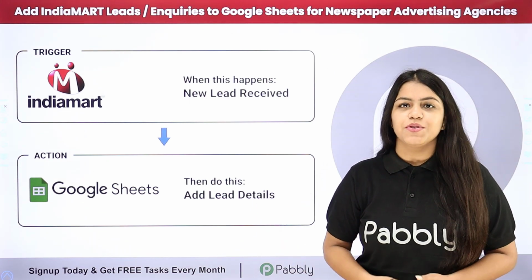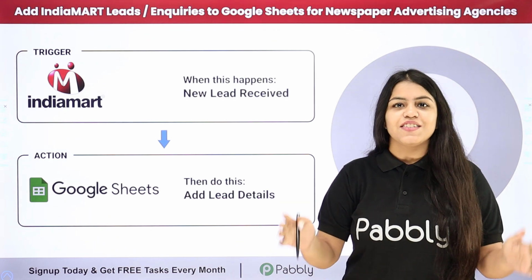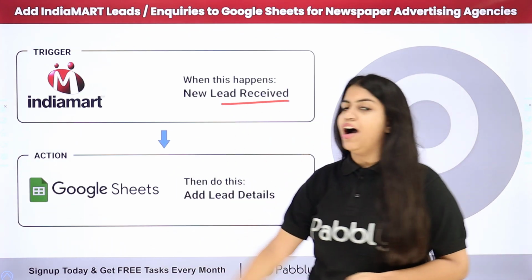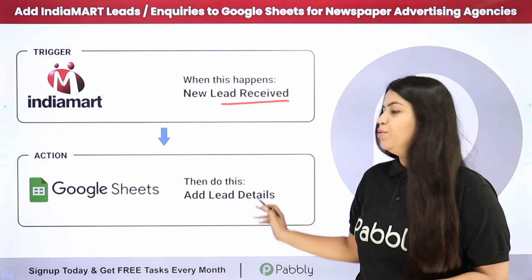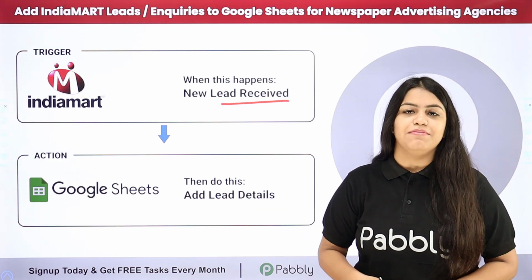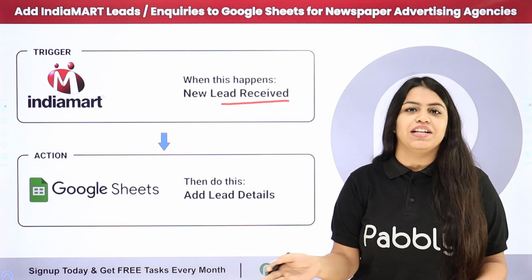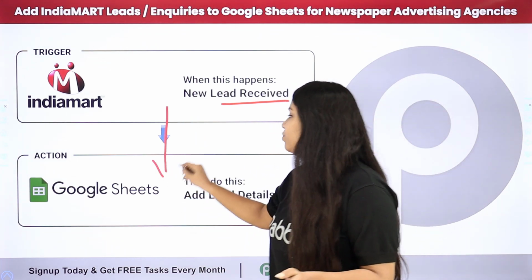So over here I'm running a newspaper advertising agency and we use IndiaMART for our agency. So now what I want is that as soon as we receive a new lead from IndiaMART, automatically the same lead details should be added into my Google Sheets. That too without any manual efforts, so that my sales team can follow up quickly and efficiently. So to do this, we are going to create a connection between IndiaMART and Google Sheets.